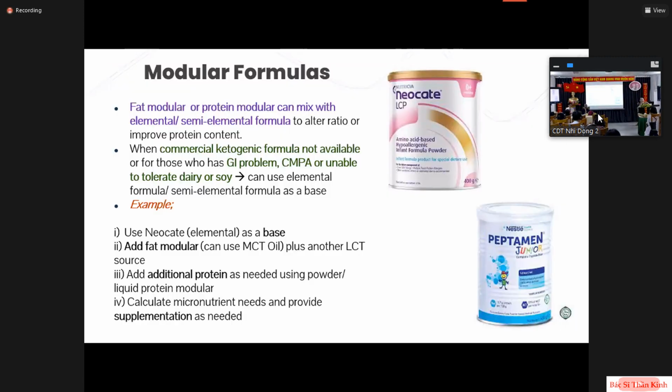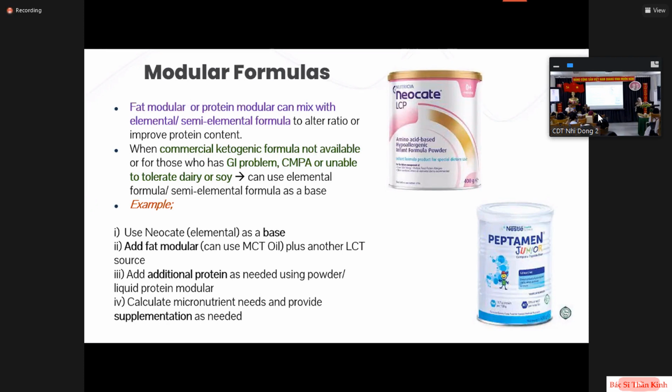So, modular formula. Fat modular or protein modular can be mixed with elemental formula, semi-elemental formula, or even standard formula to alter the ratio and also improve the protein. When to use modular formula? When the commercial ketogenic diet is not available, and for those who maybe have GI problems, CMPA, or are unable to tolerate dairy or soy. Okay. And we can use this one as a base.